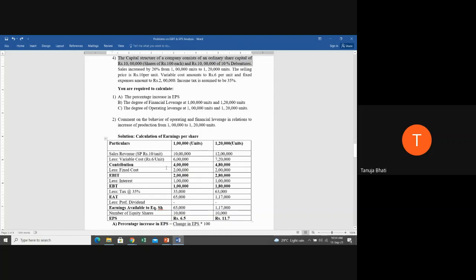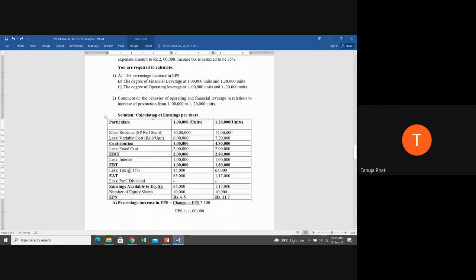You got 10,000 as your number of equity shares. So, your earnings per share will be 65,000 divided by 10,000. That is 6.5 as your earnings per share. On the same lines, students, you do it for 1,20,000 units. No change at all.